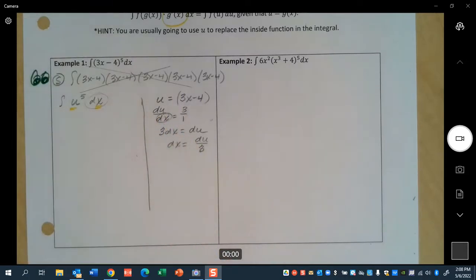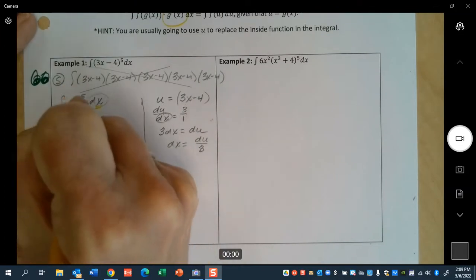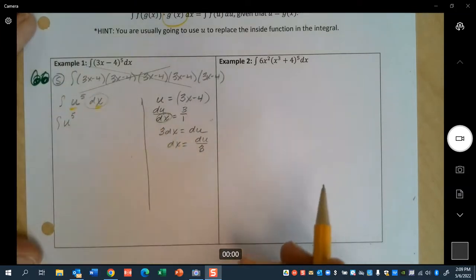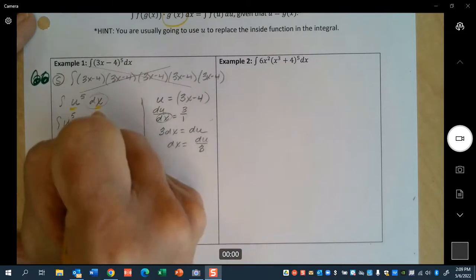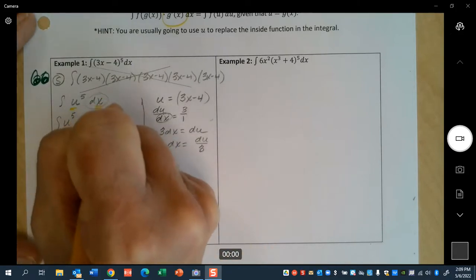Okay, so I'm going to do that magic that algebra is, where I manipulate it. And dx is equal to du divided by 3. Everybody okay up to this part? So now I want to integrate u to the 5th in terms of u. What ends up happening is, instead of writing dx, I'm going to write what dx is equal to.